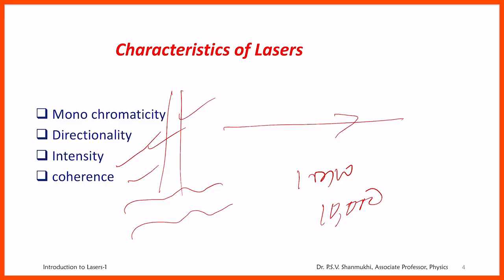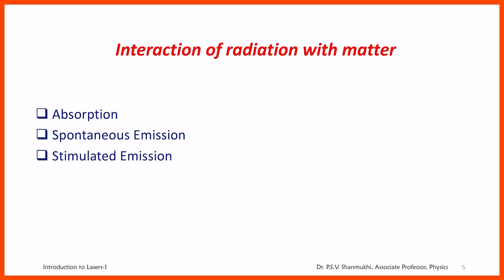So, what are the characteristics of laser light? It is highly monochromatic, highly directional, it has more intensity, and it is perfectly coherent light. These are the characteristics of laser light.